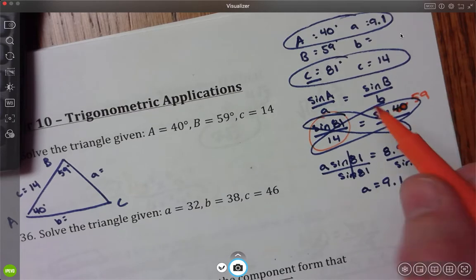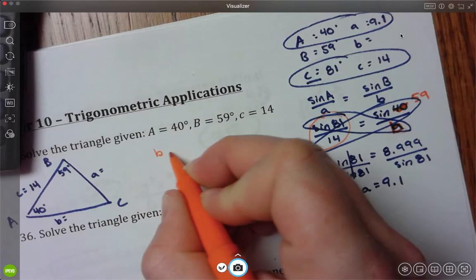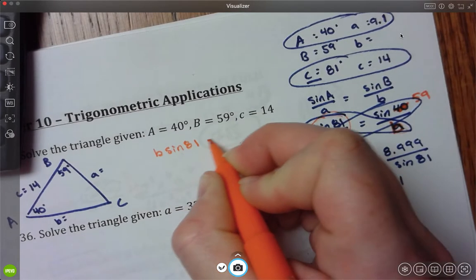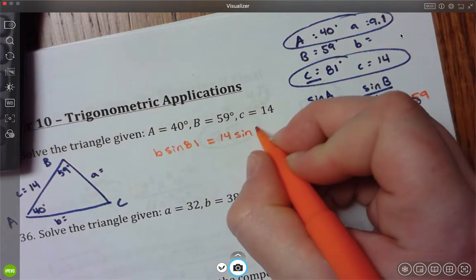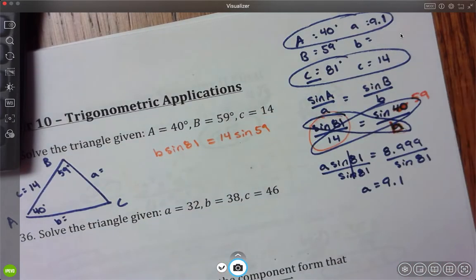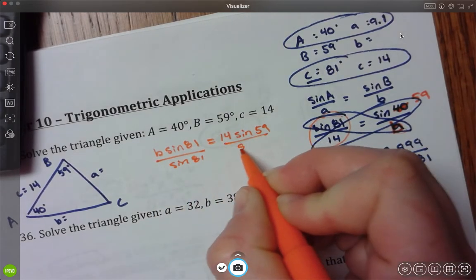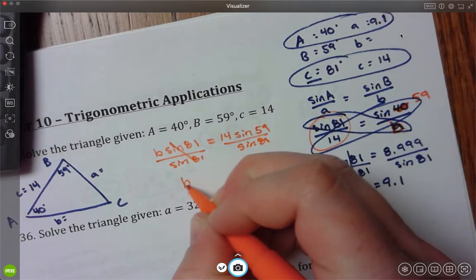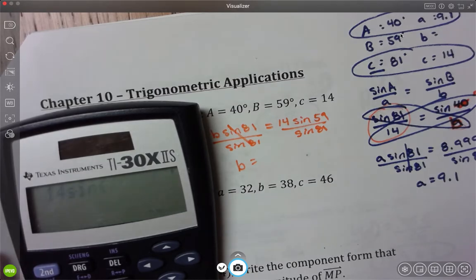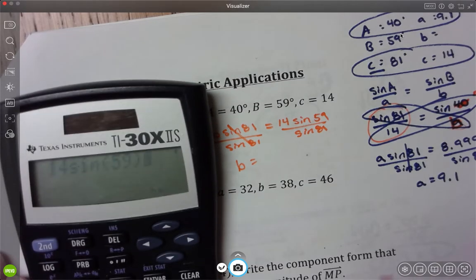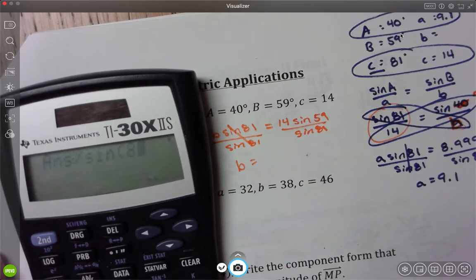Okay. I'm going to do my cross multiply. So sine of 81 times B is B times sine of 81, and that's equal to 14 times sine of 59. Okay. And then I'm going to divide by sine of 81, divide both sides by sine of 81. So B is equal to 14 sine 59, I'm going to hit enter, divided by sine of 81. So B is 12.1.